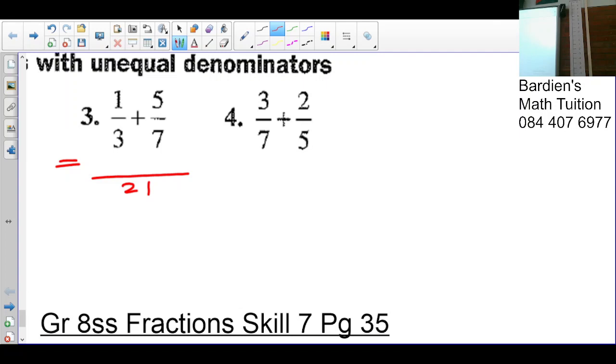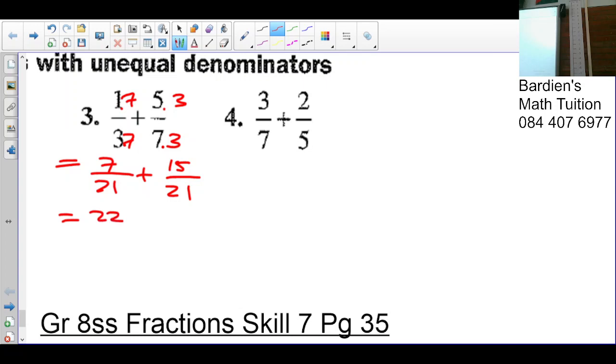Okay, if you don't want to write it like this, you can write it like this as well. This is another way of writing it. So 3 times what is 21? 7. 1 times 7 is 7. 7 multiplied by what is 21? 3. And 5 times 3 is 15. What's 7 plus 15? 22 over 21, or 1 and 1 over 21. Again, it is acceptable to leave it in improper form.